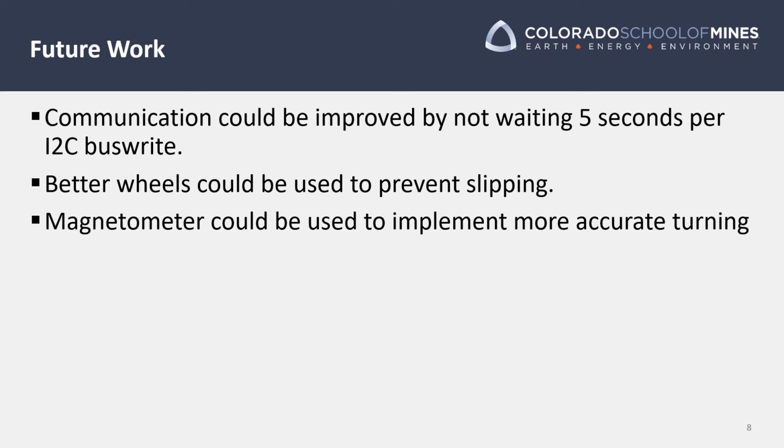In addition, in the future we can use better wheels to prevent slipping, which will allow us to start and stop faster and also be more accurate when we get to our desired location. We can also use a magnetometer, which will allow us to be much more accurate in turning, since we will not be relying on counting encoder counts while we are turning on the wheel.